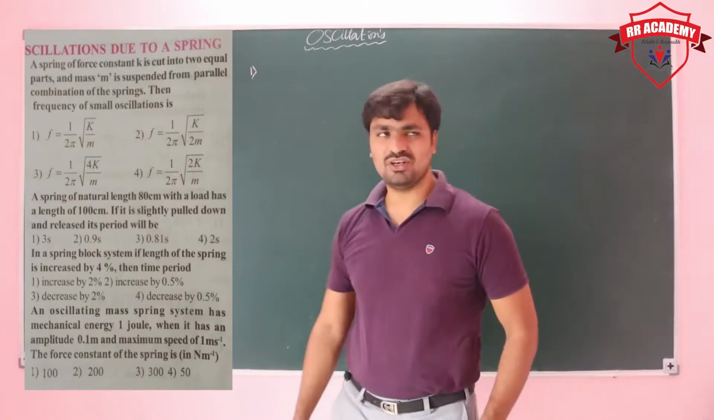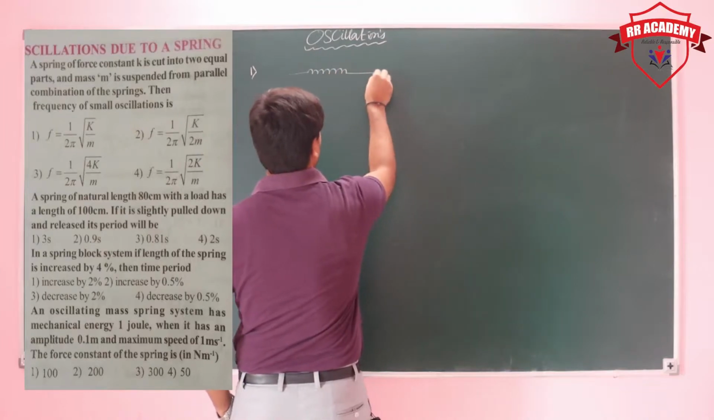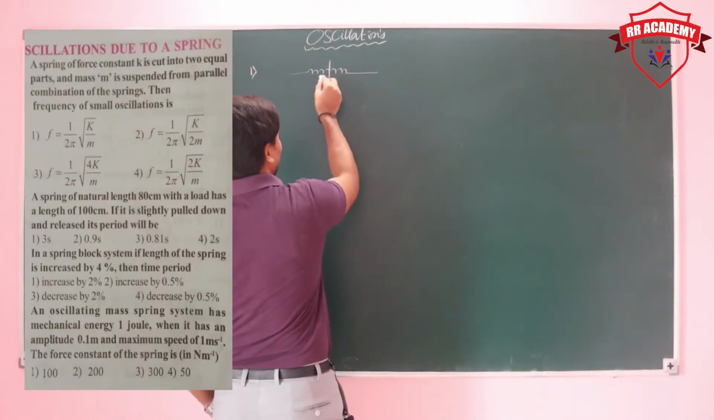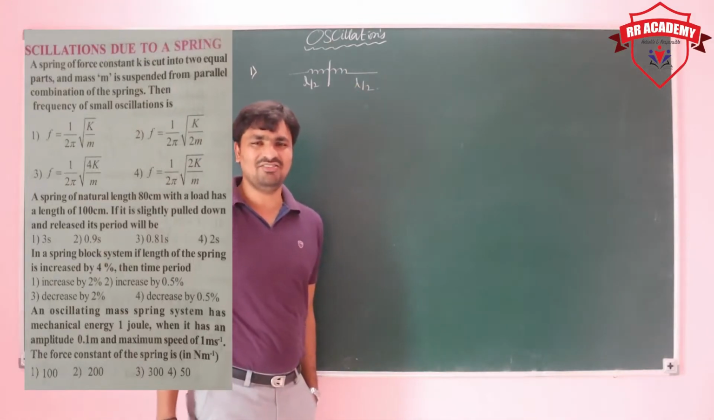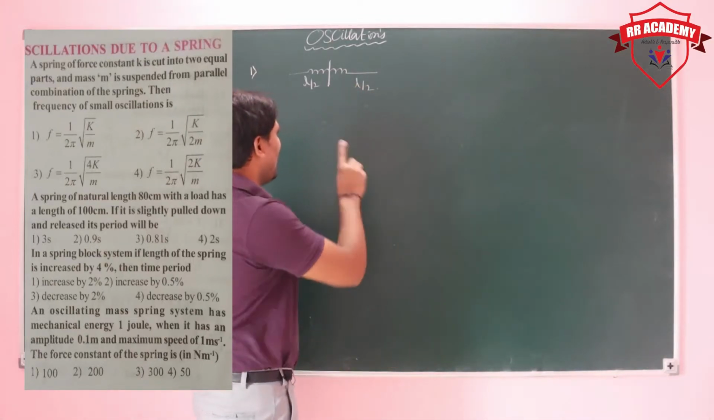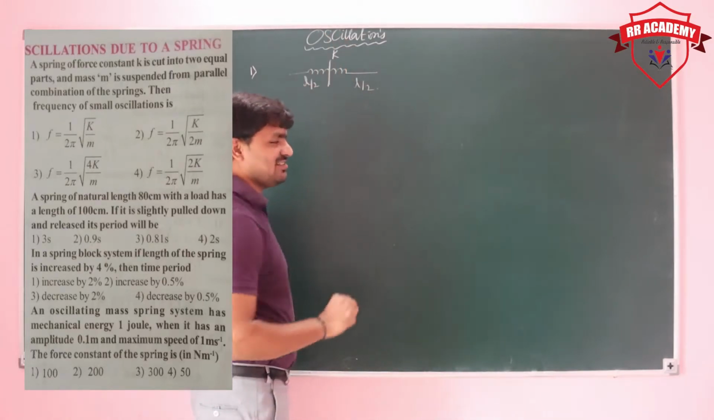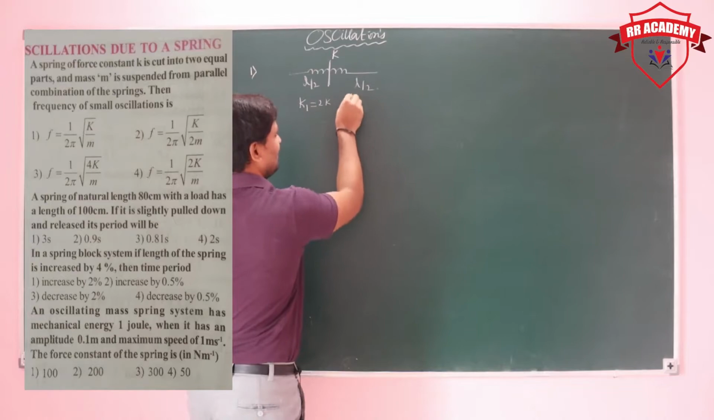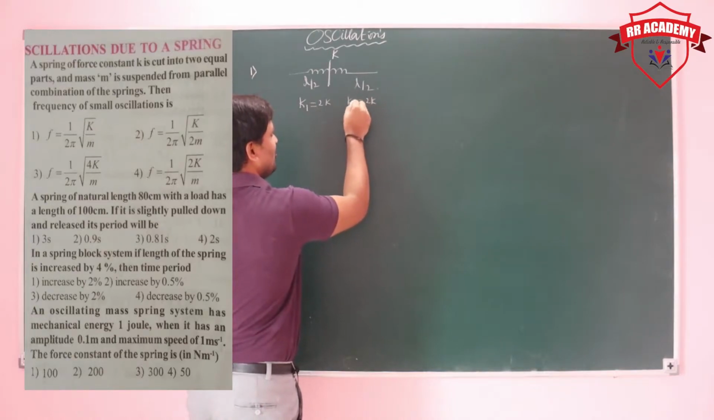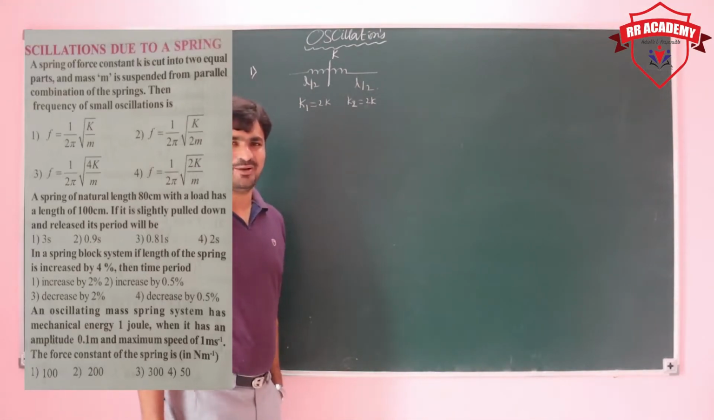So see here, first we have a spring which is cut into two parts. When we cut it into two parts, the length is going to be L by 2. And the spring constant, before cutting, is K. After cutting, the spring constant of each part is going to be 2 times that. Each part is 2K and 2K.